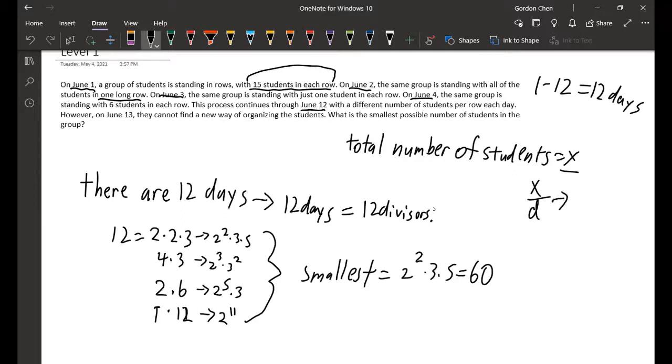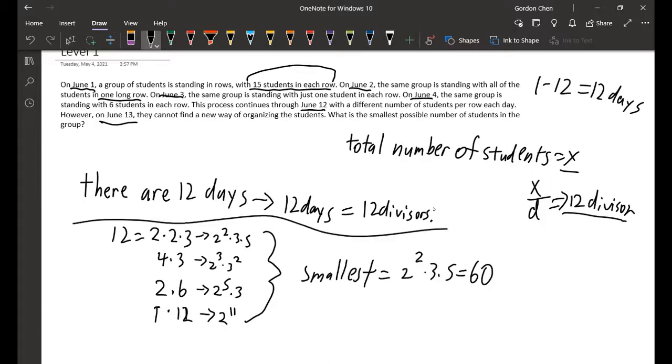So we see that there are 12 divisors because on the 13th day, they couldn't find any more. So there are a total of 12 divisors. And that's here. And so for 12 divisors, we can split it into these ways. So 12 is 2 times 2 times 3, 4 times 3, 2 times 6, or 1 times 12. That's the most you can do. You can't put 4 because 2 and 3 are prime numbers.